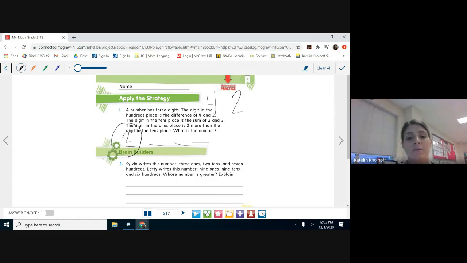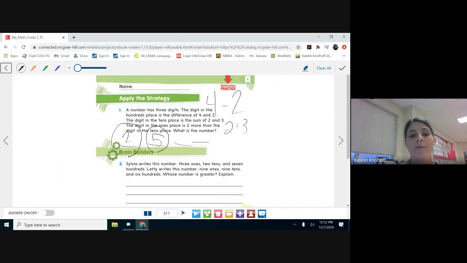The digit in the tens place, which is this one right here, is the sum of 2 plus 3. Sum means I'm going to add, so I'm going to add 2 plus 3. And 2 plus 3 is 5. So that is the number that goes in my tens place.